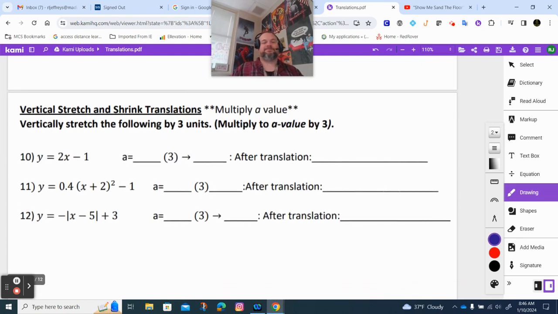All right. So vertical stretch and shrink. By the way, if I'm going over it, these are the only ones that we're going to be covering. I don't have to cover all of the other stuff. All right. I'm sticking to this.